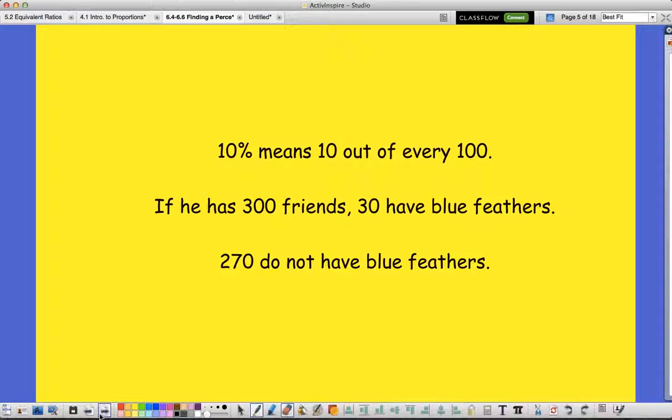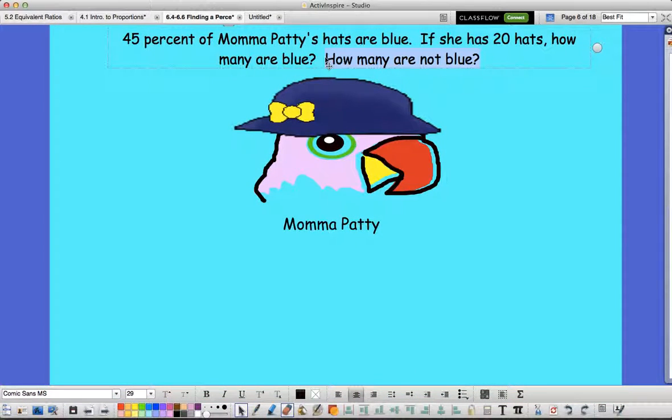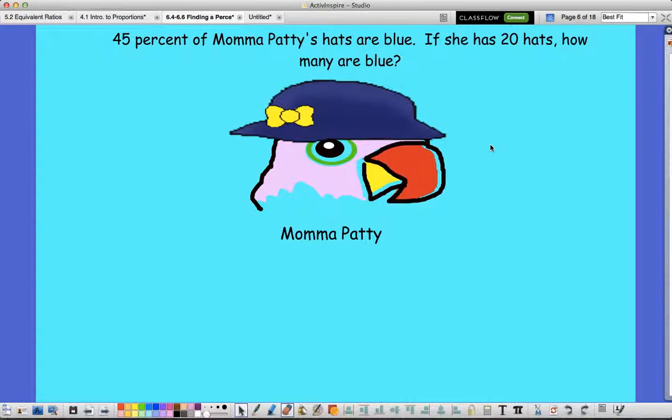Okay, so 10% out of every 100. This is exactly what we had gone through before, just in case you missed it and want to make sure to get it written down. Now, we have 45% of Mama Pat's hats that are blue, and she has 20 hats. How many are blue and how many are not blue? We're going to go ahead and take that not part out because you should be able to easily figure those pieces out. So we're going to take that out for this one.